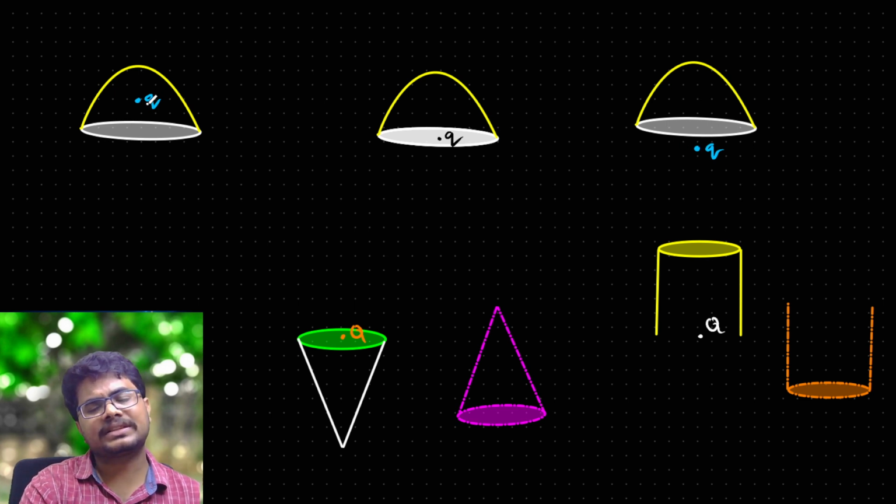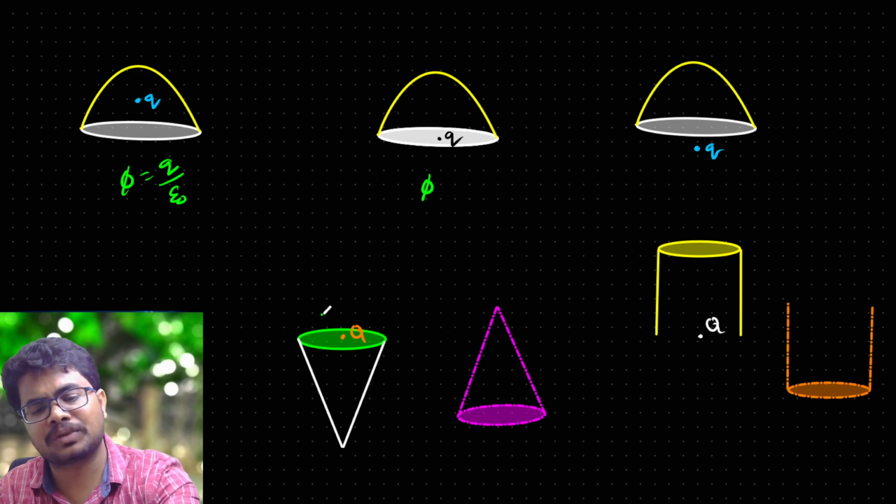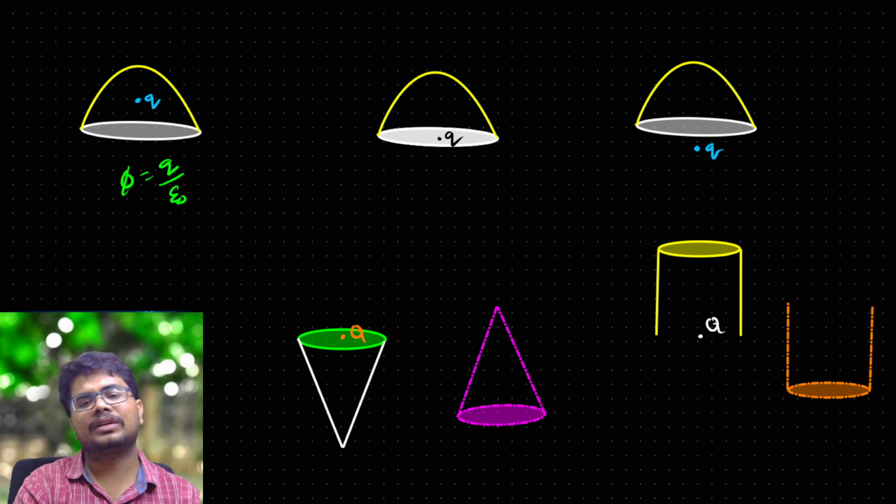If the charge is placed inside the surface and completely closed, what is the flux here? Q by epsilon naught. If the charge is placed on the surface, what will you get? If you write Q by epsilon naught now, that is wrong. Why? Because the surface is not closed.